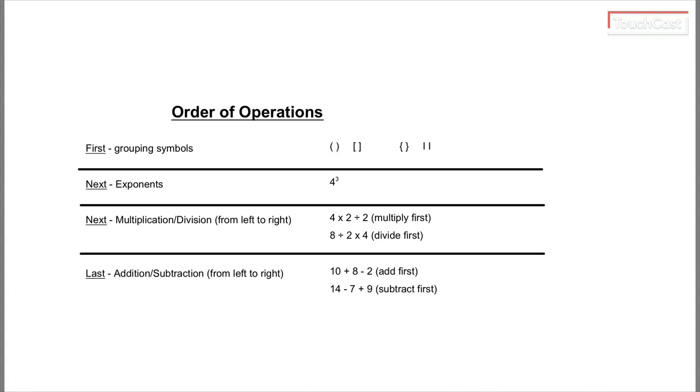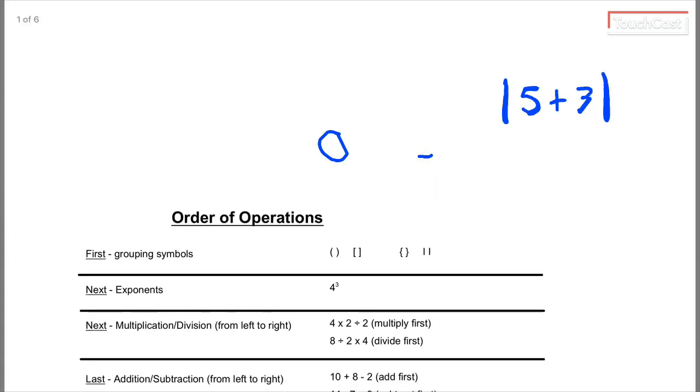First, we need to solve everything within the grouping symbols. Most commonly we're going to see the parentheses that look like this. However, I would like to point out these that are the absolute value symbols, so that if you see something like this, you have to know that that needs to be taken care of just like any other grouping symbol.